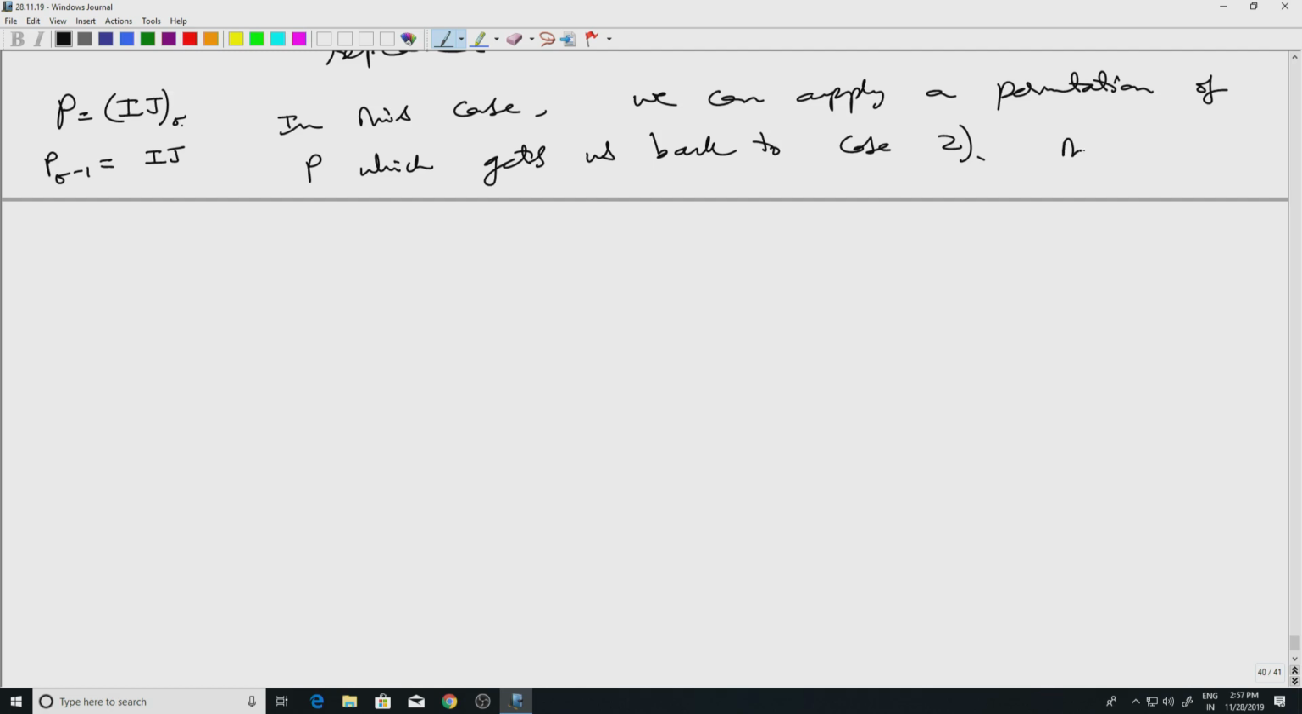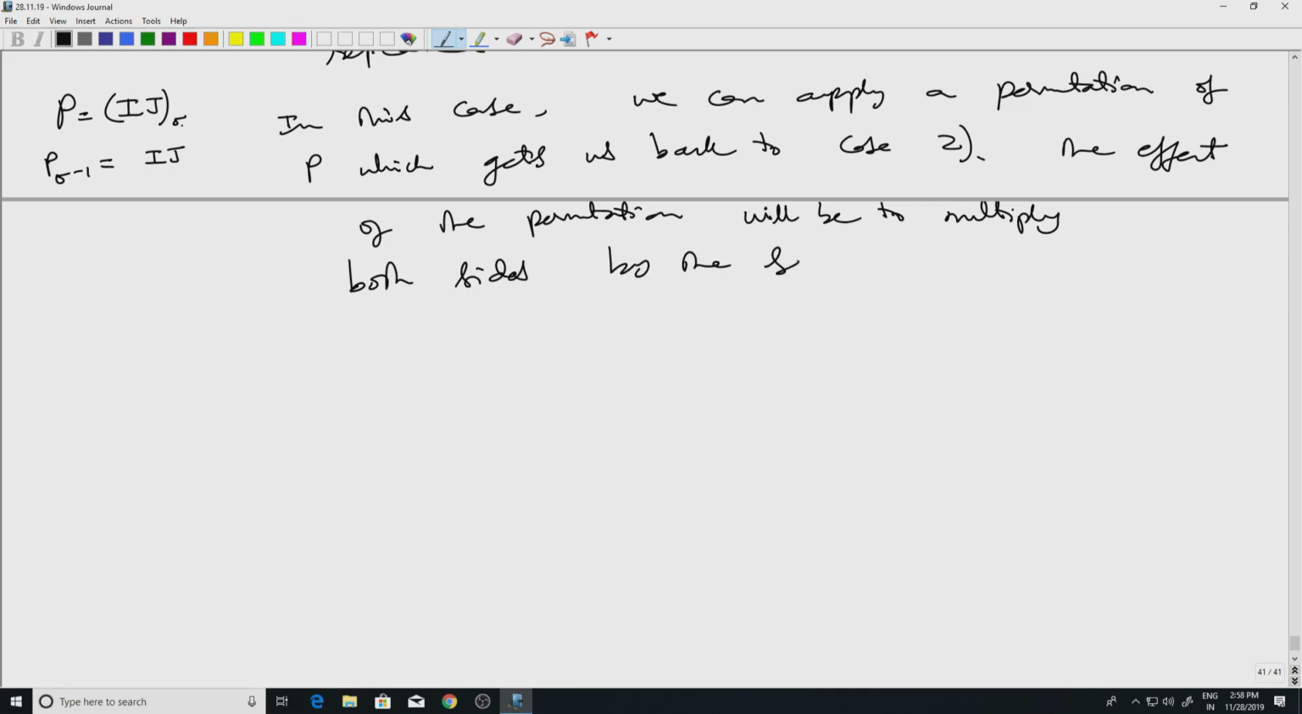The effect of the permutation will be to multiply both sides by the same sign. So this essentially reduces to case 2. So that completes the proof of this.